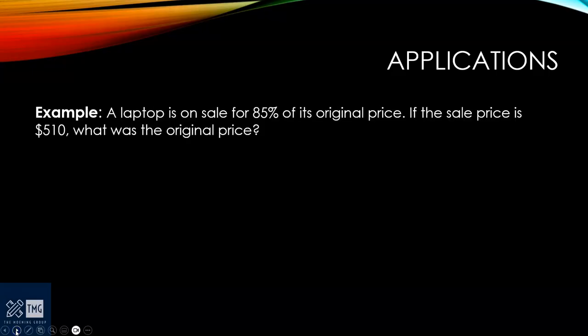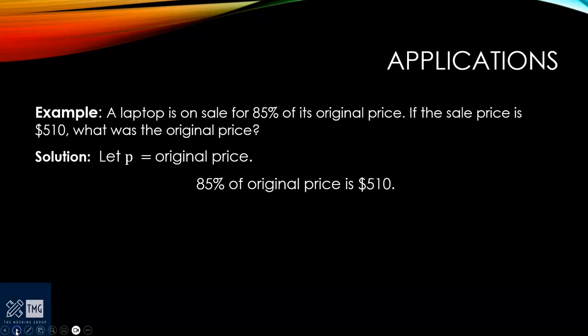So, a laptop is on sale for 85% of its original price. If the sale price is $510, what was the original price? So first we want to think, okay, let's let P be the original price because that's what we don't know, right? We're trying to find the original price. So to rewrite this, we're saying 85% of the original price is $510. Right? So think through that. The sale price is $510 and it's on sale for 85% of the original. So 85% of original price is $510.